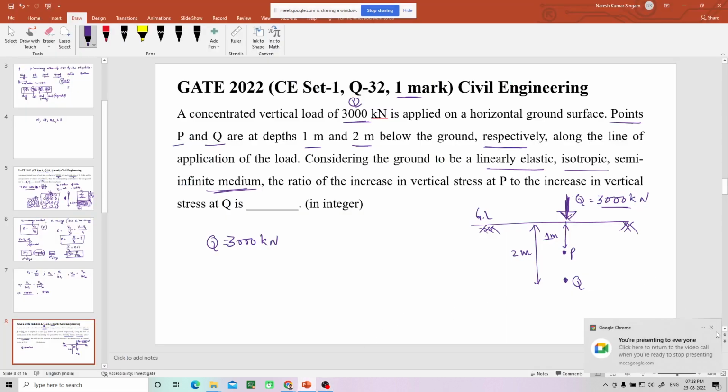Can you see the slide? Can one of you confirm? Yeah.